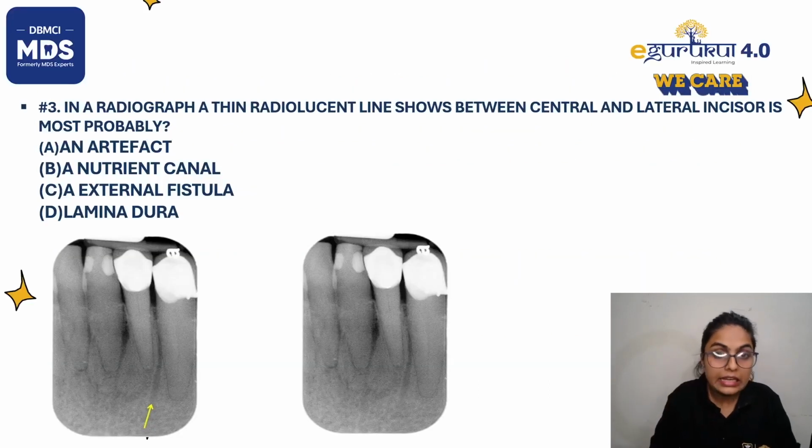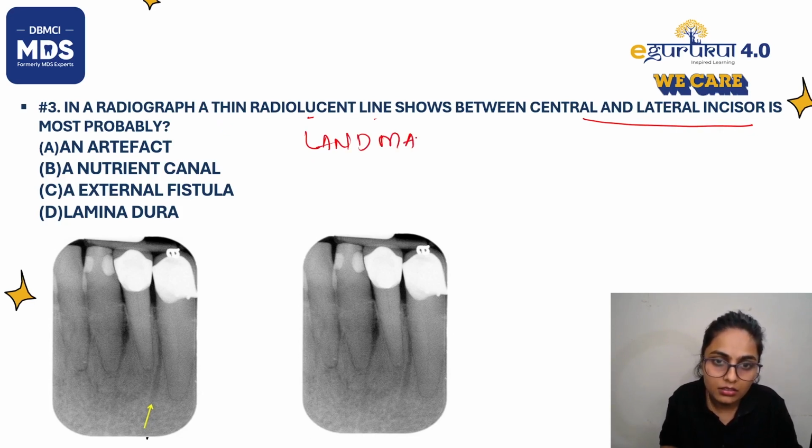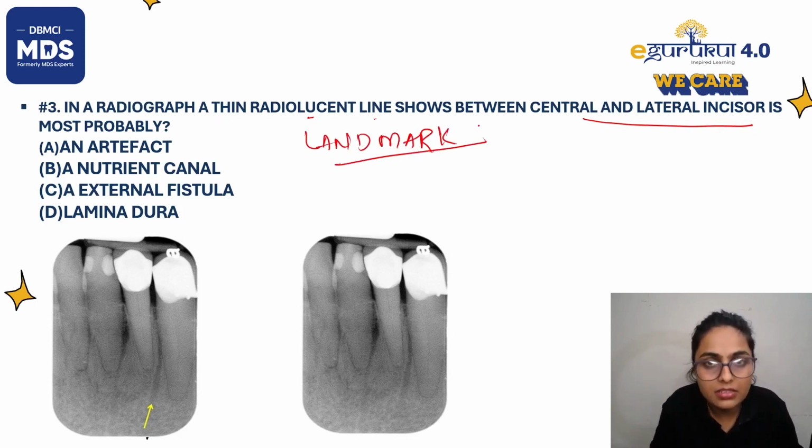Next question is, in the radiograph, a thin radiolucent line shows between central and lateral incisor is most probably. Now, this is a landmark based question. To solve such questions, you should be thorough with the landmarks seen in IOPAs, landmarks seen in occlusal radiographs, and landmarks seen in OPGs, so that you can easily gain marks through answering this kind of questions.